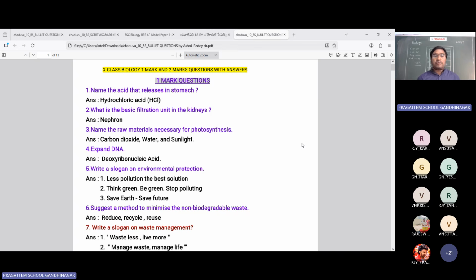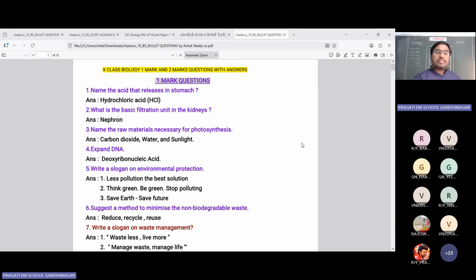Okay. So what are the slogans of environmental protection? Here are 3 slogans which I gave. Less pollution is the best solution. Think green, be green, and stop polluting. Save earth, save future. Okay, children.